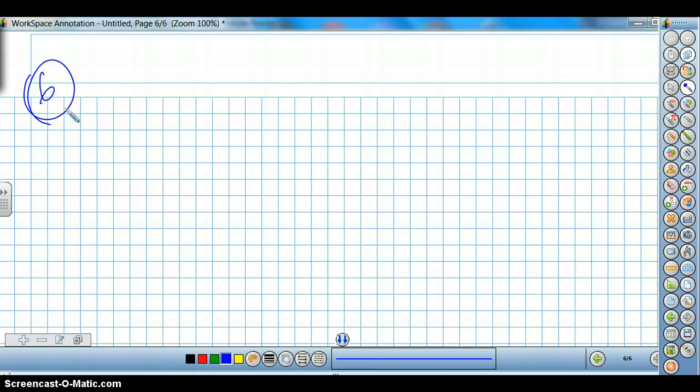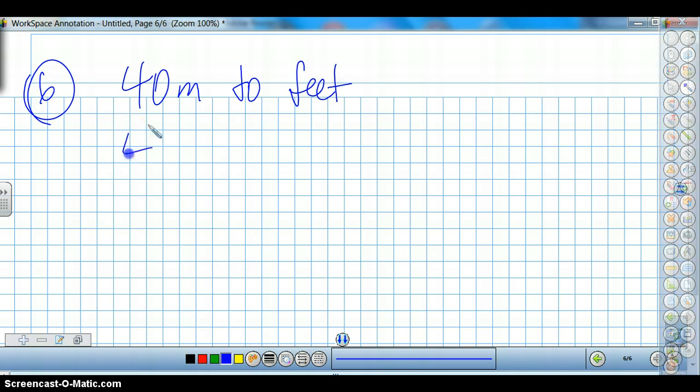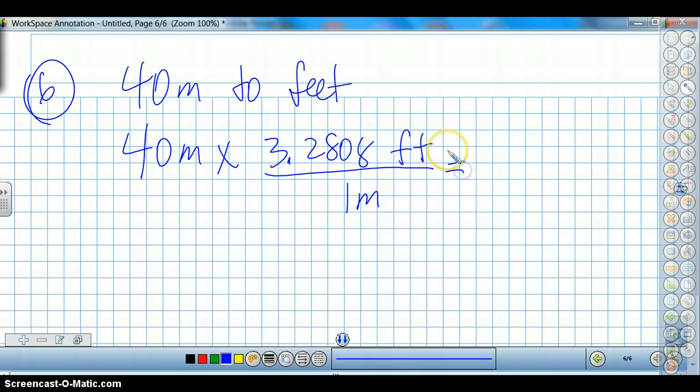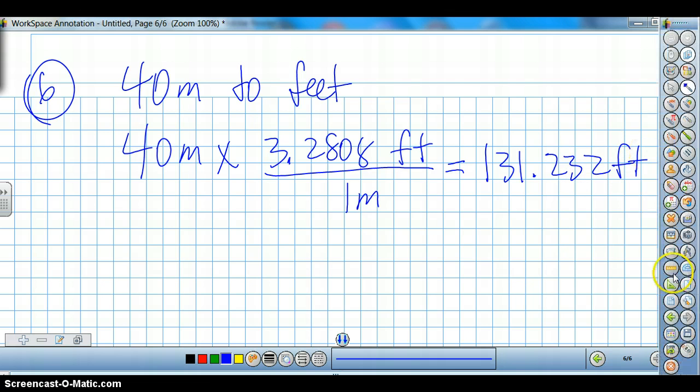Number 6, 40 meters to feet. So 40 meters times the conversion factor from the chart, which is 3.2808 feet in 1 meter. When you multiply these two together, you get 131.232 feet. Okay. I realize I'm going fast, but at any time you can stop and pause the video, replay the video on any of these examples.